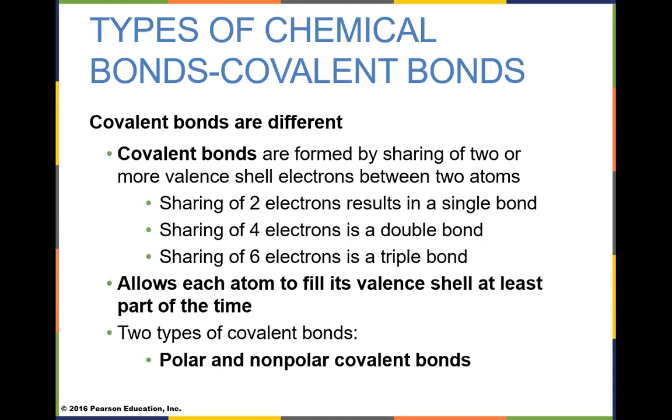With covalent bonding, we can satisfy the valence shell part of the time constantly. So sometimes you're here, sometimes you're there, but you're moving so fast, you're essentially in both places at the same time. Now, there are two types of covalent bonding, either polar or nonpolar. And most of them are nonpolar.